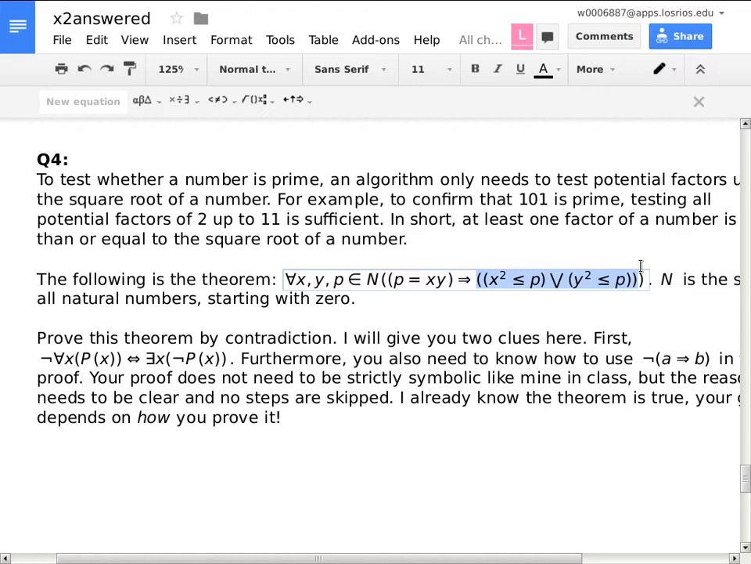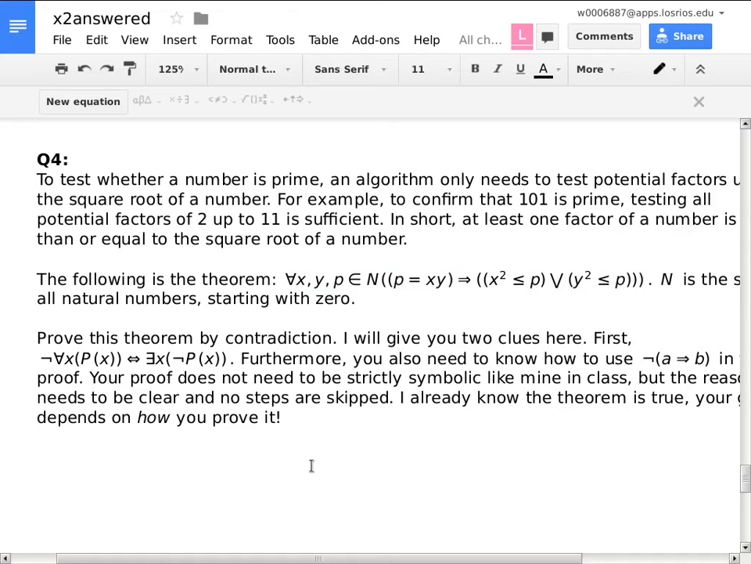If you prefer, you can always say x is less than or equal to the square root of p, or y is less than or equal to the square root of p. Okay, I use the square because it is actually easier to do the proof later on. Is that okay? All right, okay. And I want you to prove this by contradiction.